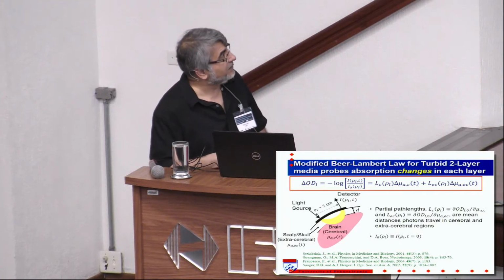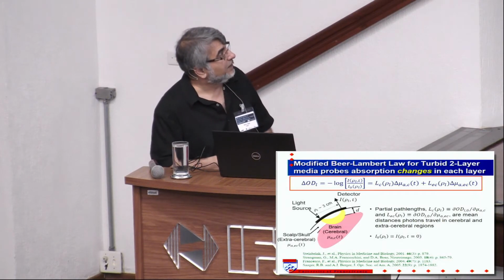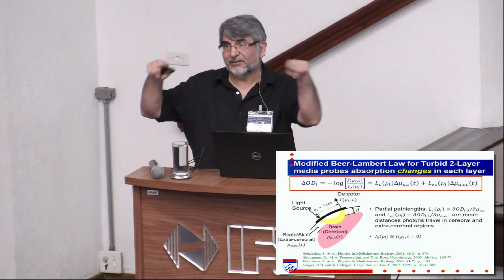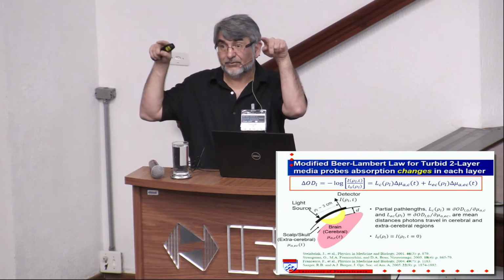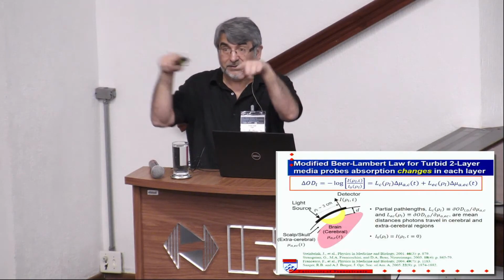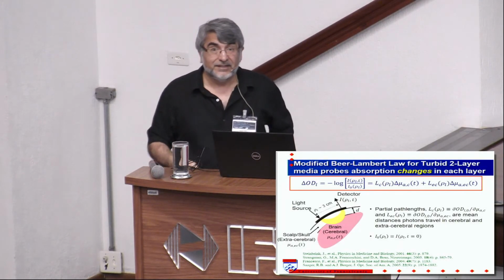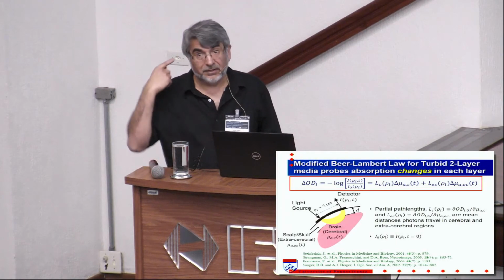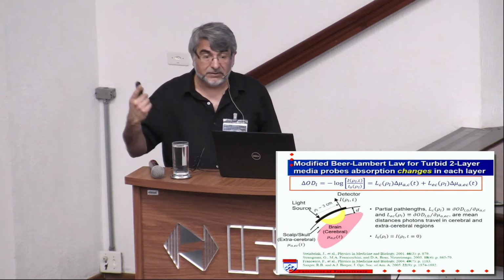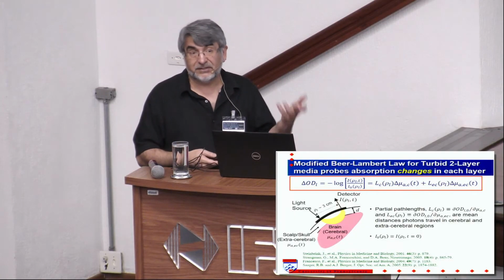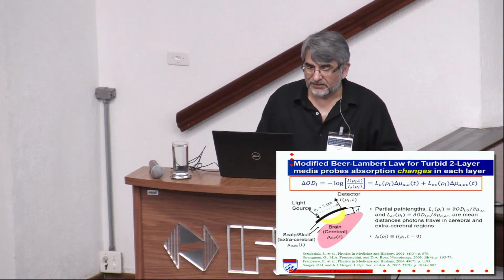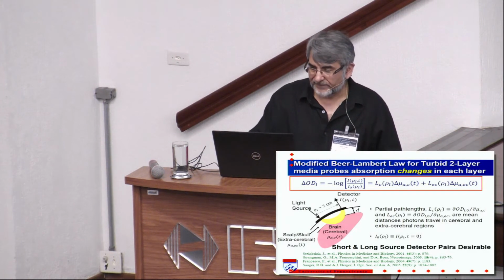So this is one measurement and two unknowns. The next thing you want to do is to have at least two measurements: one long source detector separation and one short source detector separation. Then you can extract the changes in absorption in both the extracerebral and the cerebral tissues from measurements of changes in intensity, okay? So that's what I was just saying here.